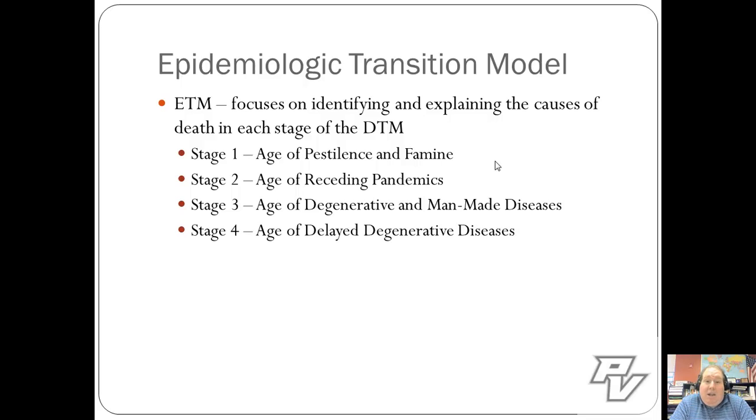The epidemiologic transition model was also on those DTM notes. The ETM focuses on identifying and explaining the causes of death at each stage of the demographic transition model. In stage 1, it's the age of pestilence and famine. Not enough food, plus no sanitation, plus no medical care equals bad days. Life expectancies in the 30s and 40s, people not living terribly long lives.